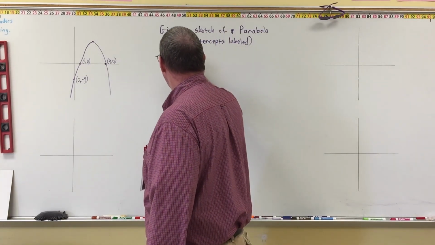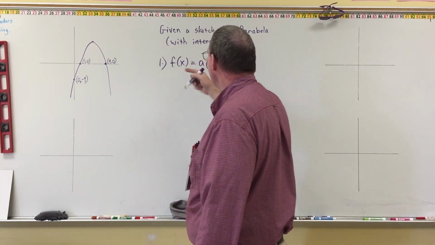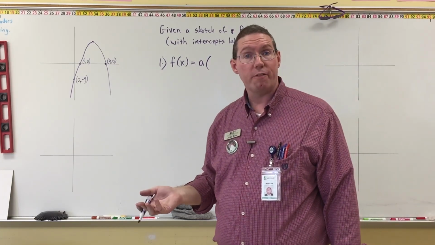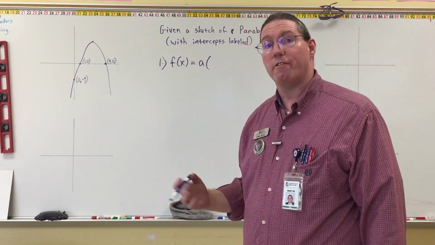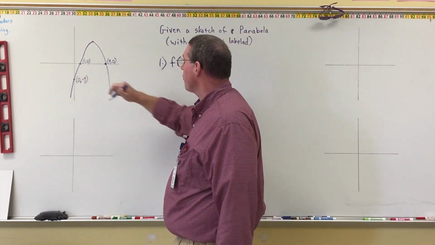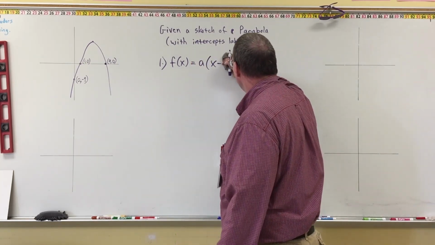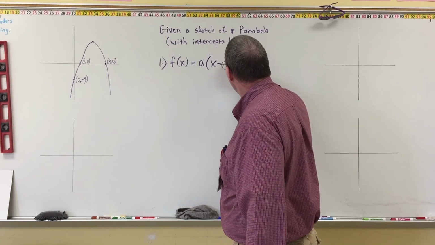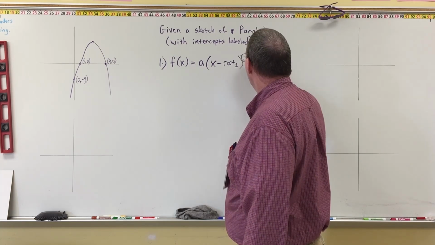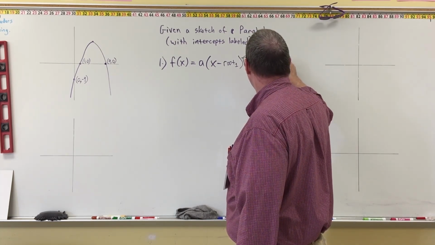So we're going to write f of x is equal to a times, so a is going to be the lead coefficient. We don't know what the lead coefficient is, but what we do know is that this root here, 1, comes from the factor x minus 1. Or well, let's not put x minus 1. Let's put x minus root 1, and then times x minus root 2.